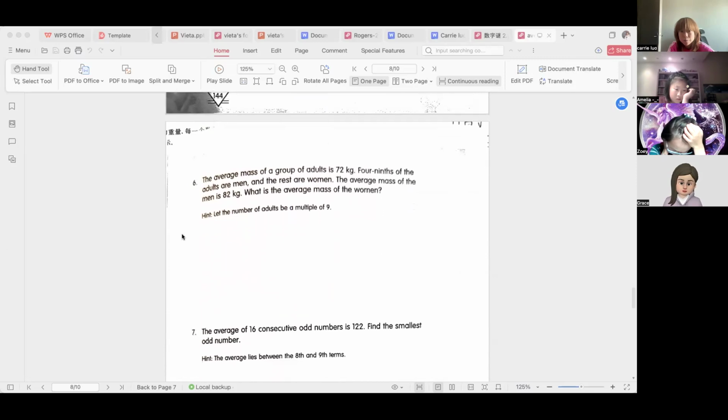Okay, so let's take a look at number 6. The average mass of a group of adults is 72 kilograms. 4/9 of the adults are men, and the rest are women. The average mass of the men is 82. What is the average mass of the women?